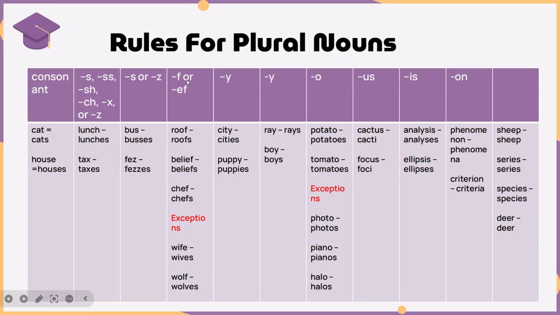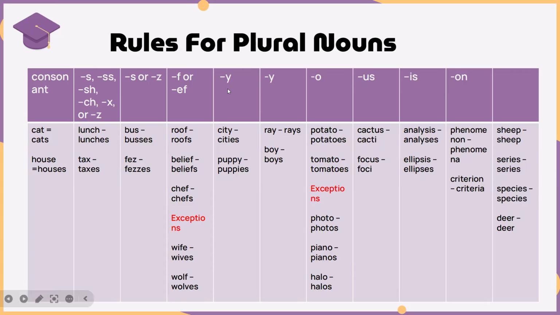For the words ending in F or EF, okay, we normally add S. Roof becomes roofs, belief becomes beliefs, chef becomes chefs. There are some exceptions where the F we have to change to V and then we add ES at the end. So wife becomes wives, wolf becomes wolves.